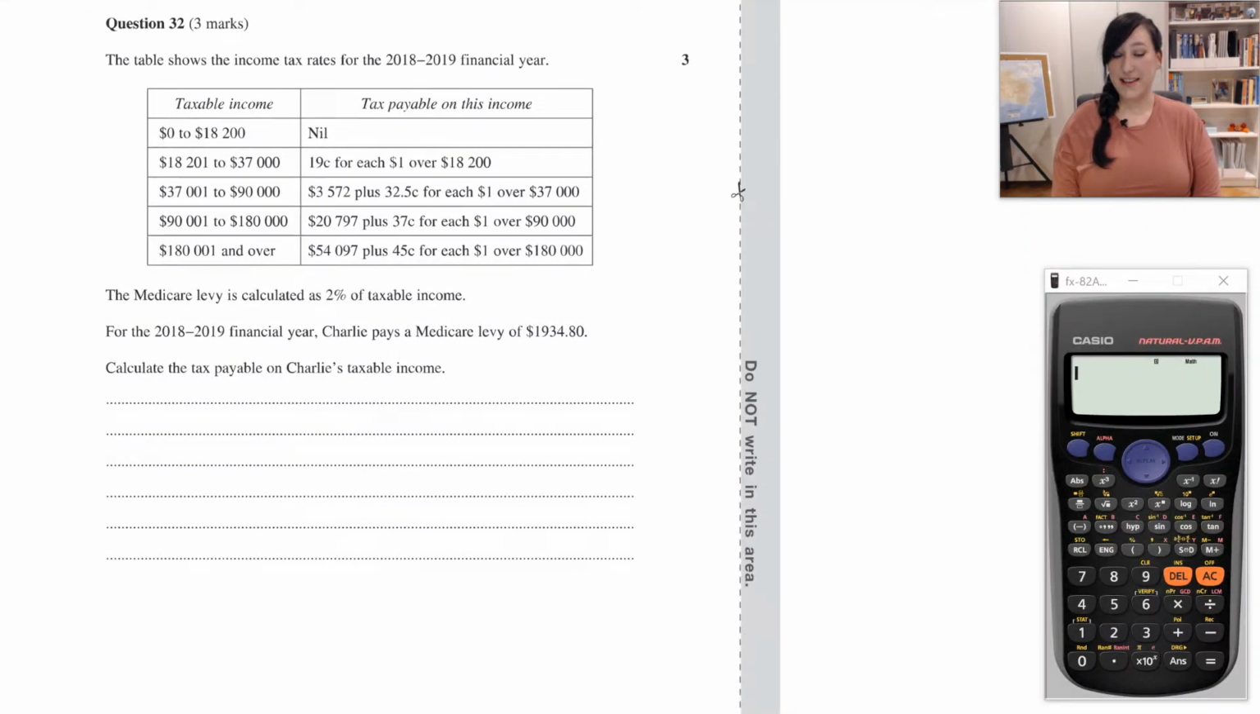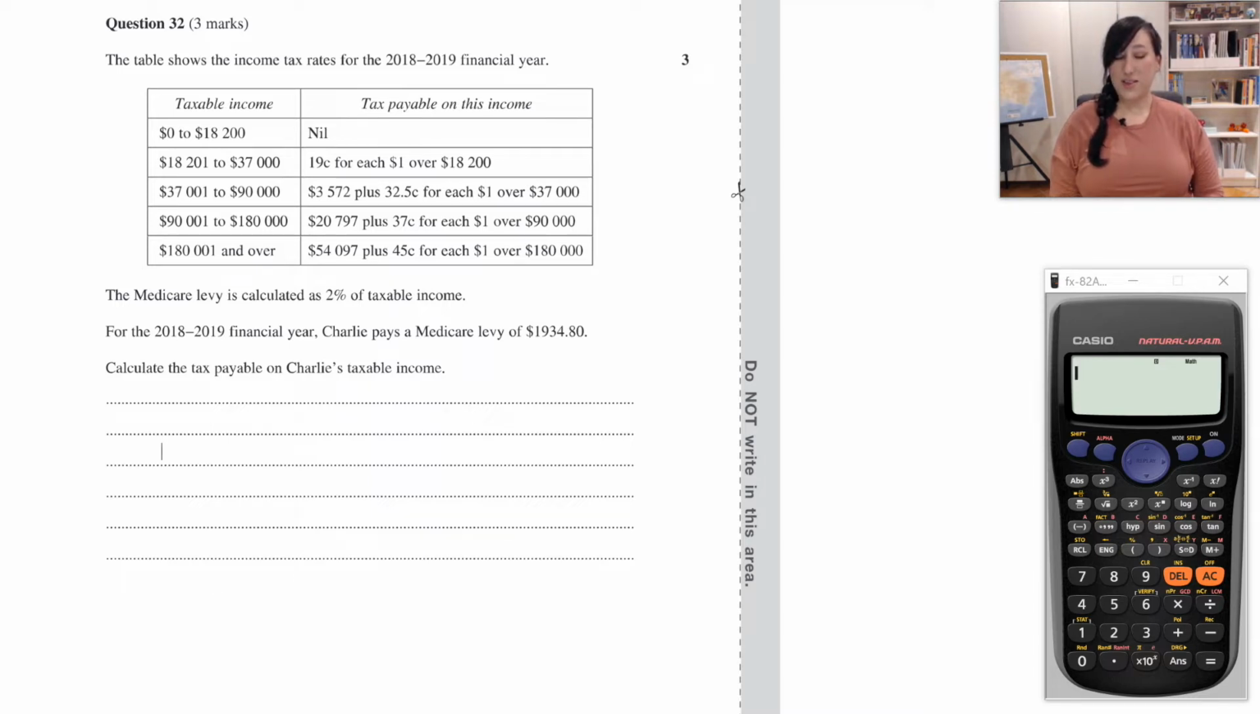Question 32 says, the table shows the income tax rates for the 2018 to 2019 financial year. We have the tax table, and then it says the Medicare levy is calculated as 2% of taxable income. For the 2018 to 2019 financial year, Charlie pays a Medicare levy of $1,934.80. Calculate the tax payable on Charlie's taxable income.